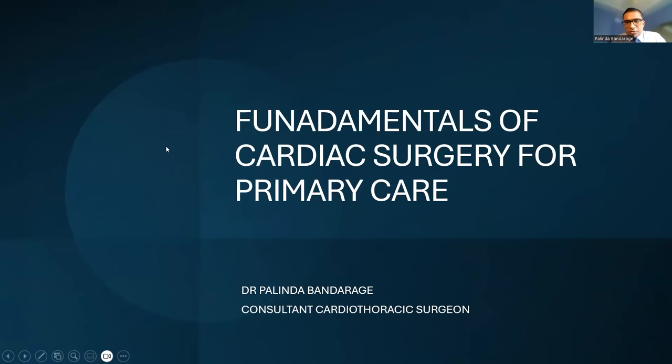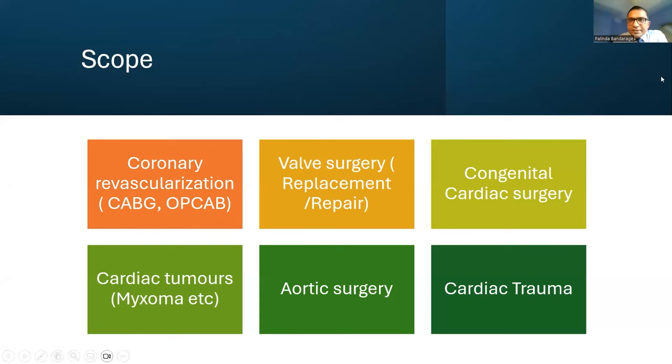So to start with, the scope of cardiac surgery involves mainly coronary revascularization, that is coronary artery bypass grafting, which is the bread and butter of us, the cardiac surgeons. It involves on-pump CABG as well as off-pump CABG, and there is minimally invasive access CABG also. Then valve surgery is also a relatively common surgery that we perform, although not as common as revascularization. Then congenital cardiac surgery is a specialty in itself, so I won't dwell too much on that in this presentation.